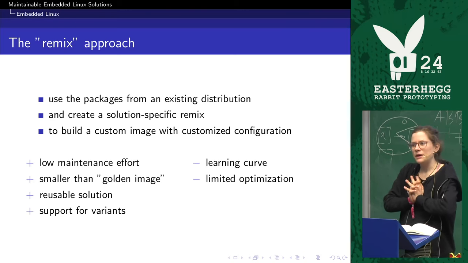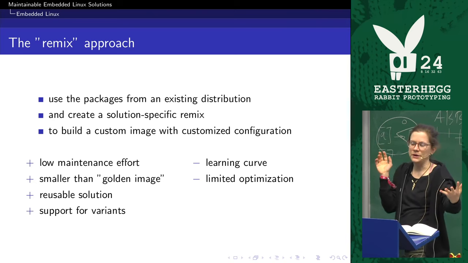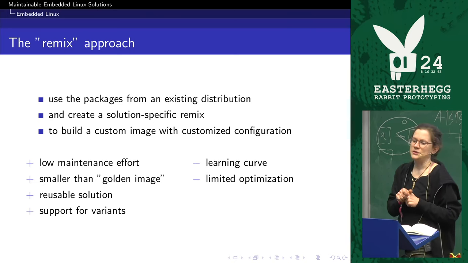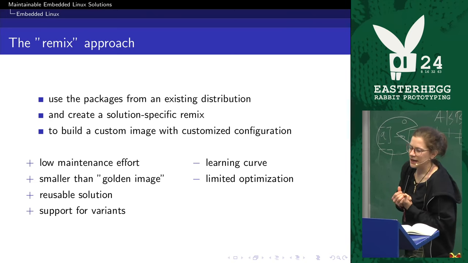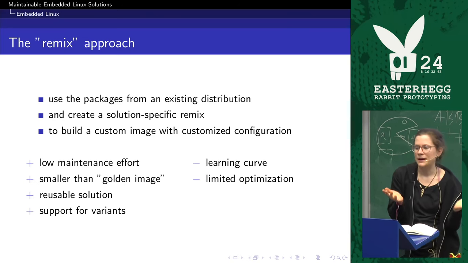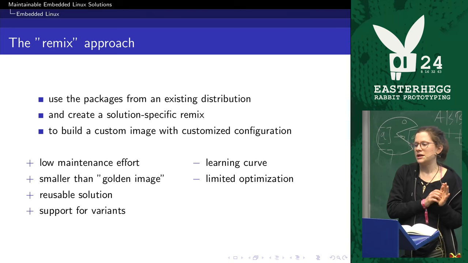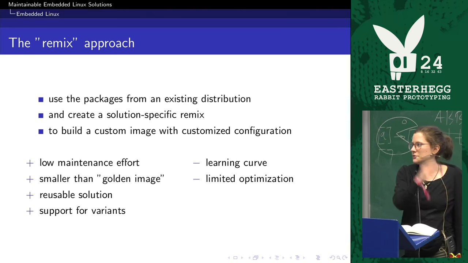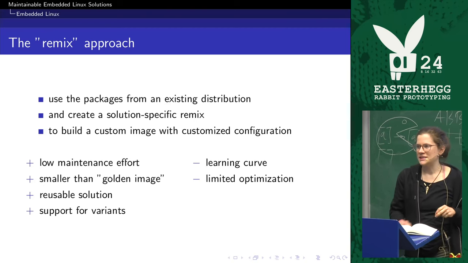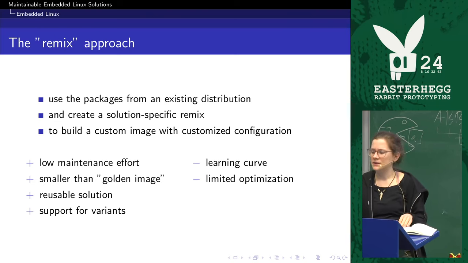This will give you a smaller image than the golden image because you define, okay, I want this package and this package and this package and not whatever is included. It will give you a reusable solution, and also such approaches usually contain support for variants. But again, you have a learning curve. It's not as easy as installing a PyOS. And in comparison to the from scratch approach, you take the packages as is, so you don't recompile them, so you will also not be able to optimize the packages directly for your use case. So it's a little bit limited, but still, you can optimize the configuration.